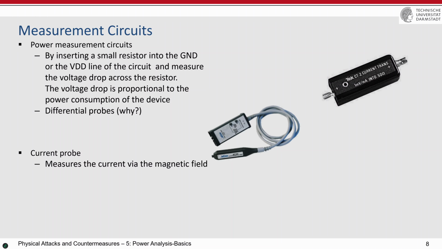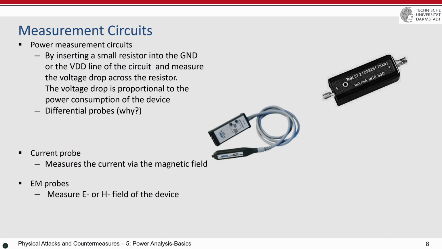We will get back to this, but this is a differential probe, one example of a differential probe. Or what you can do, you can measure the current via a current probe. We will see this. I will explain this later in the next slide, what this current probe is and why it can be used. Or alternatively, if you cannot measure the power, you can measure the electromagnetic radiation, or EM.